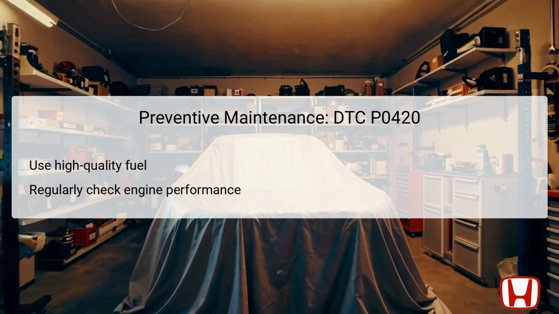Proper preventive maintenance plays a key role in avoiding issues like DTC P0420 in the future. One effective strategy is to consistently use high-quality fuel, as lower-grade options can lead to incomplete combustion and potentially damage the catalytic converter over time. Regular engine performance checks can help identify minor issues before they develop into major concerns. Keeping up with regular oil changes, ensuring your vehicle's air filters are clean, and following the manufacturer's recommended service intervals can greatly enhance the longevity of the catalytic converter and sensors. This proactive maintenance can save both time and money in the long run by averting significant repairs.